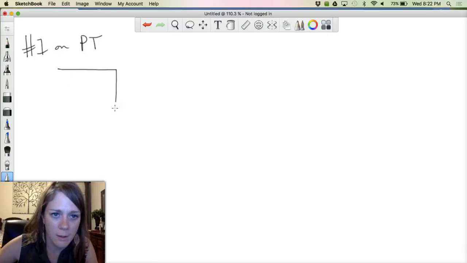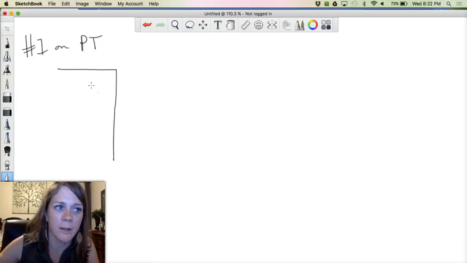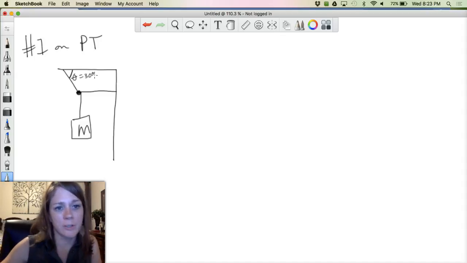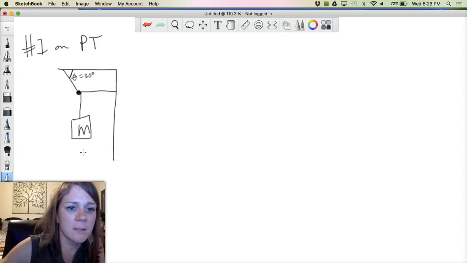So I have a wall here, a ceiling, and some cables. And then I have a mass that's hanging from that cable, and they tell me this theta equals 30 degrees. So this system is at rest.